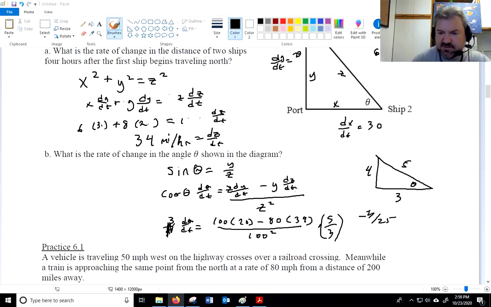So that is the rate of change in radians per hour. Does that make sense? Does that make sense that this angle would actually be getting less? Well, it does, because remember, this rate of change in x is bigger than the rate of change in y. So over time, this triangle is going to look more and more like that.